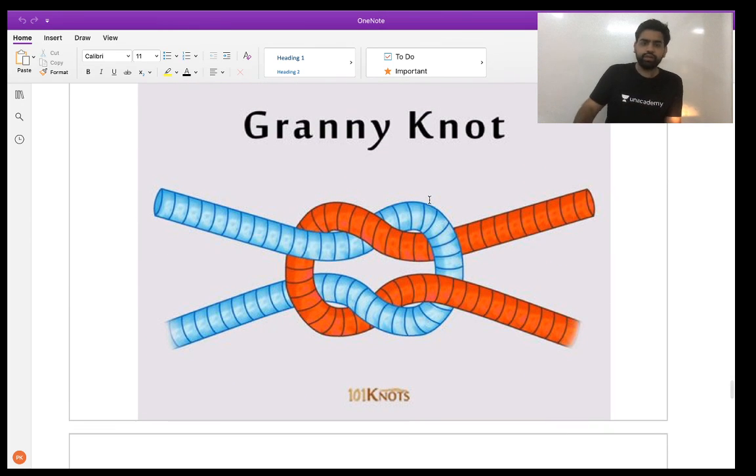Okay, yeah, this is again the figure of a granny's knot. You can see that the red thread, one is going below, one is going above, and there is a blue colored loop. So this is a non-secure knot or a granny's knot. I hope you understand it.